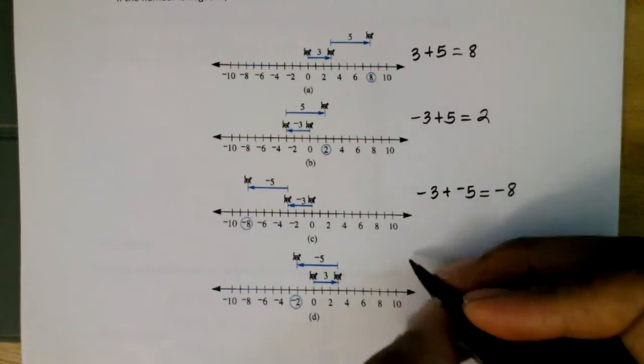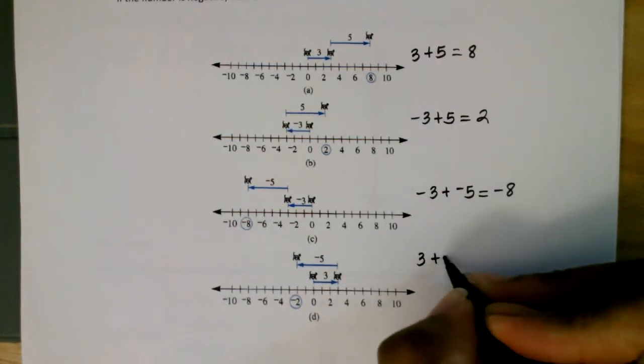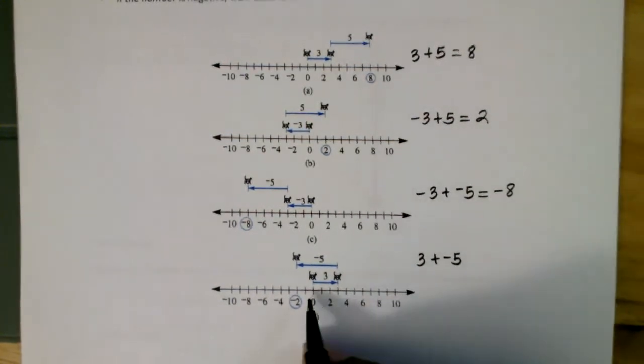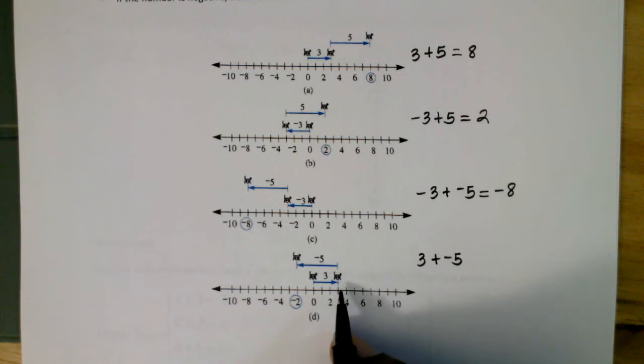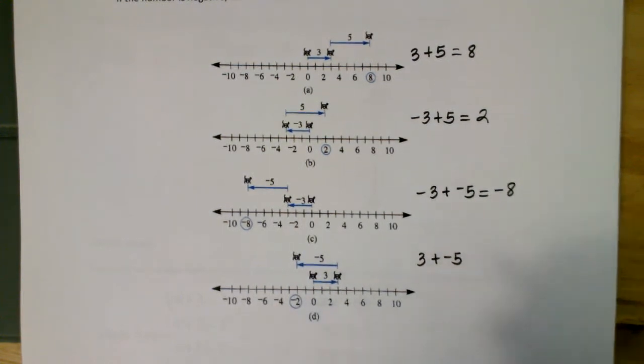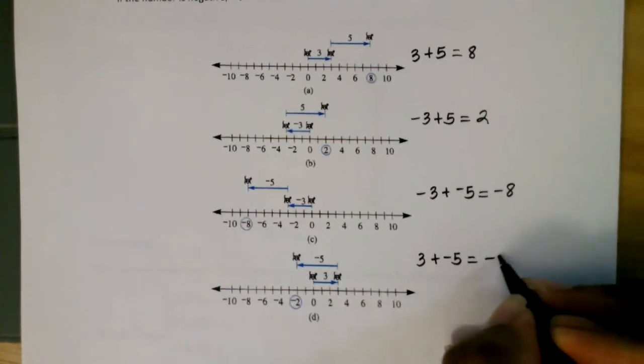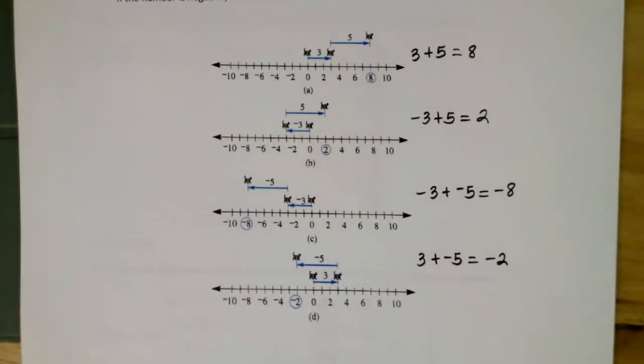And this last one represents 3 plus -5. Now, we still face the positive direction to the right. We move to the right 3, but we're adding -5, so we're still facing to the right, but we're going to be moving backwards 5 places, and we'll end up at -2. So 3 plus -5 ends up being -2.